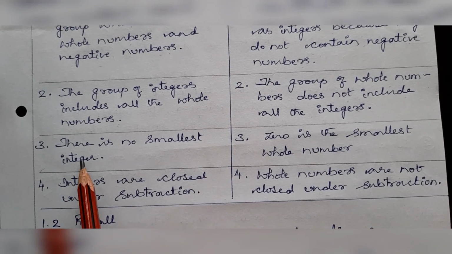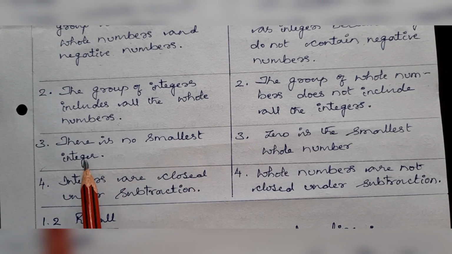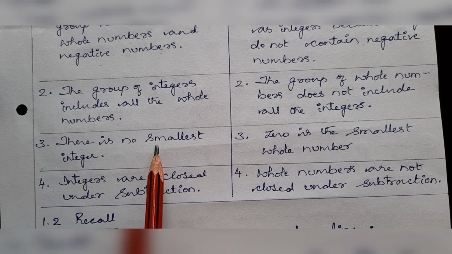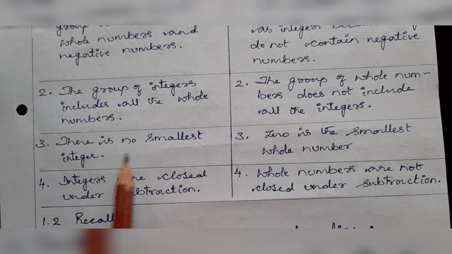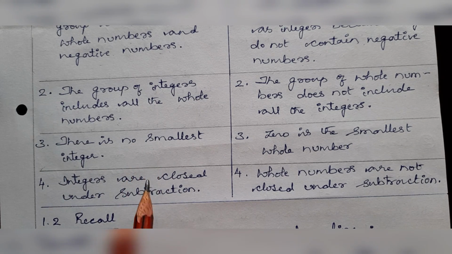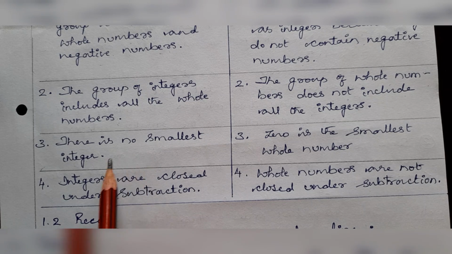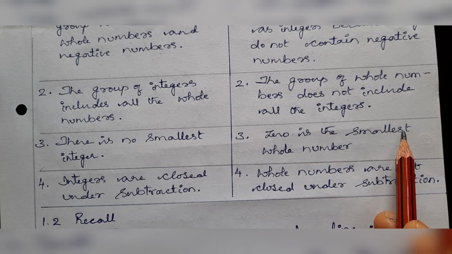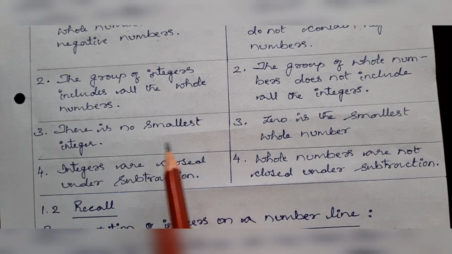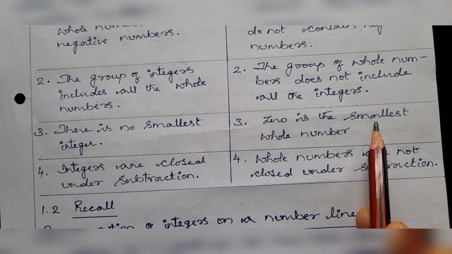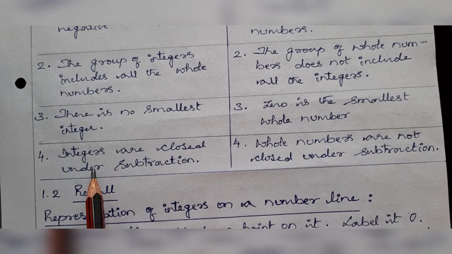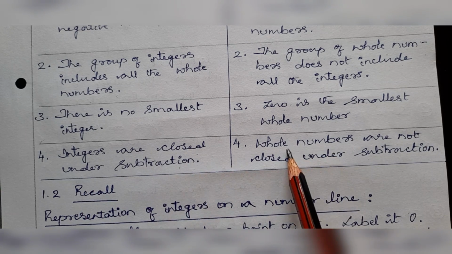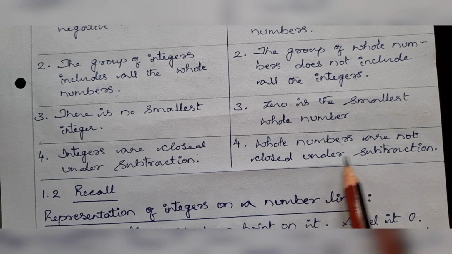Next, third point, there is no smallest integer. Integers alli smallest one illa. Andre minus unknown value ne smallest integer value. In the whole numbers, 0 is the smallest one. So, whole numbers alli 0 ne smallest. Integers are closed under subtraction. Whole numbers are not closed under subtraction.